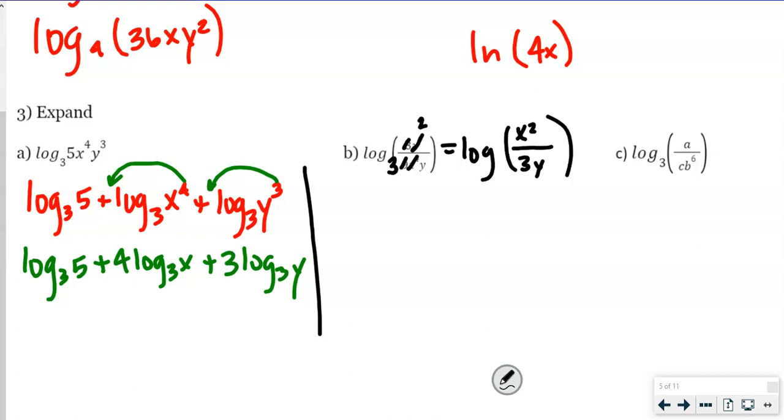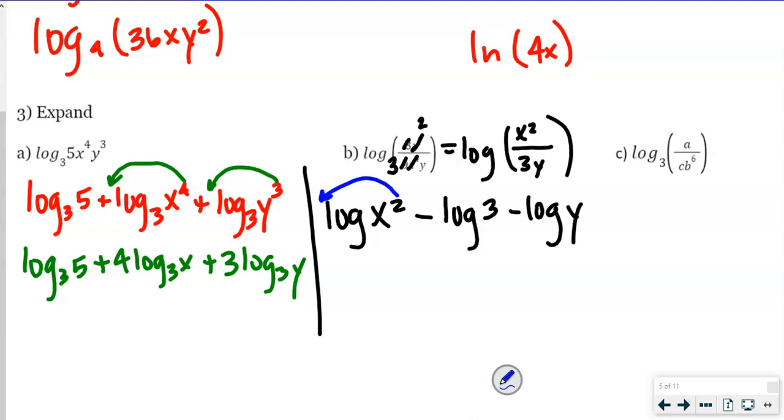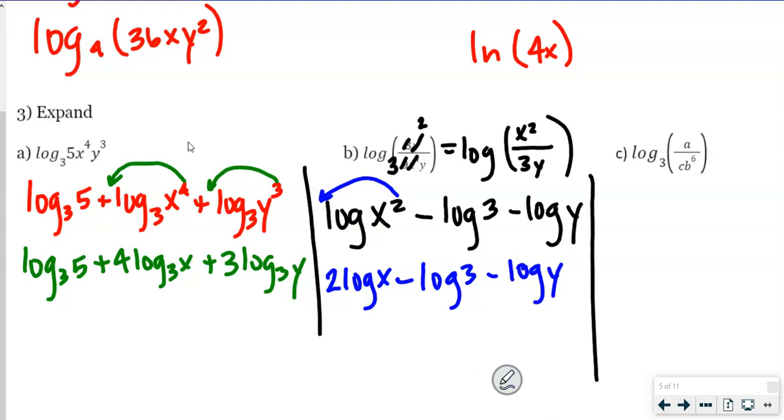Now we're going to go ahead and expand this. So this is going to be log of x squared minus log of 3 minus log of y. Now, there's one more step we can do, right? We can move this out front, because that's what we do. We move it to a coefficient. So this is going to be 2 log of x minus log of 3 minus log of y. Notice this time we don't have anything that we can reduce, so we are not going to have to worry about doing that first.